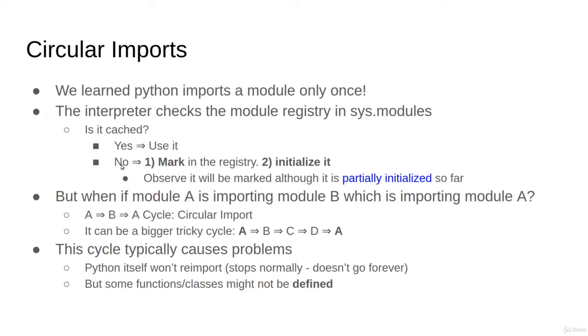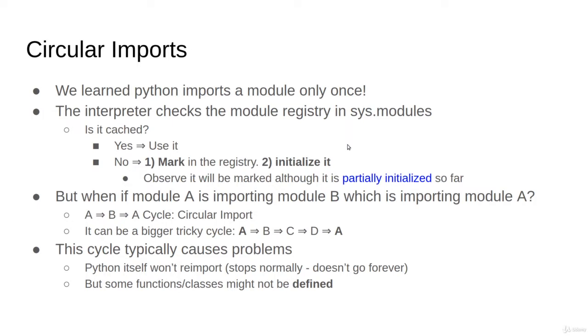If it doesn't, it does two things in this order. First, it marks in the registry that we are going to load this module, and then it goes to initialize it and load it. Observe that the marking happens first, so it's partially initialized until we complete the initialization of the module. We will stress this point.